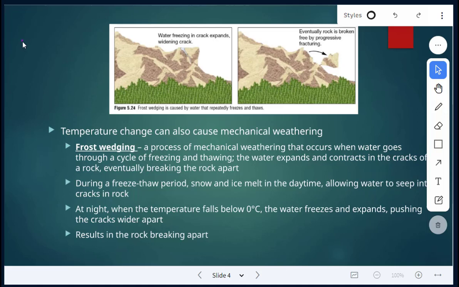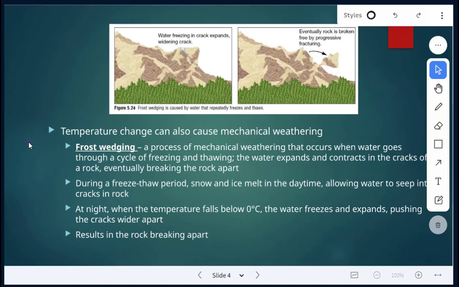Here we can see that temperature change can also cause mechanical weathering. So there's something called frost wedging. This is a process where water goes through a cycle of freezing and thawing. Water will therefore expand and contract in the cracks of a rock, eventually causing the rock to break apart.